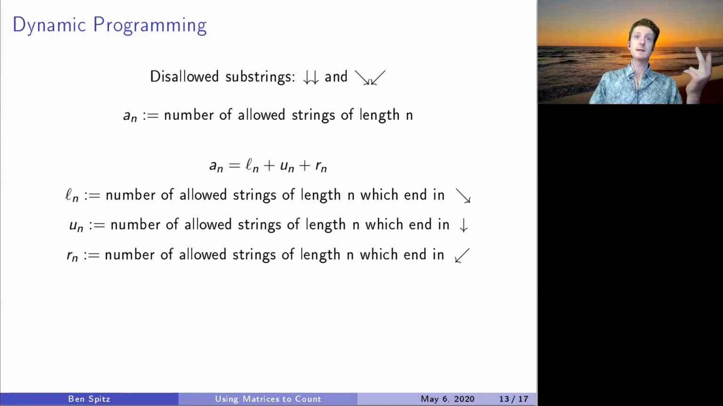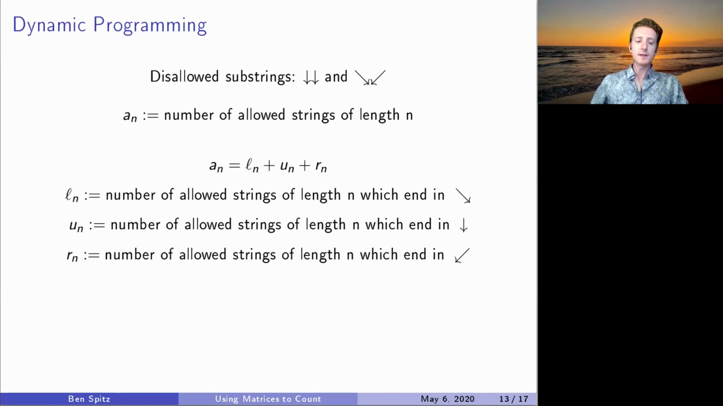What we're going to do is split up our sequence A sub n into three baby sequences. The first one, L, is the number of allowed strings that end in the first symbol, down to the right. U is the number of allowed strings which end in the second symbol, and R is the number of allowed strings which end in the third symbol. Those are the three possible kinds of strings we could have. So definitely L_n plus U_n plus R_n should be A_n, the number of total allowed strings.